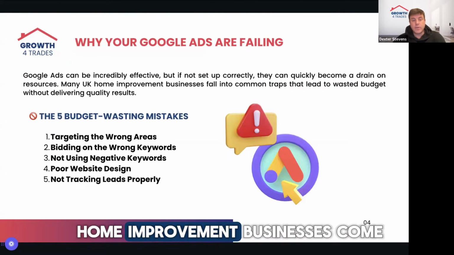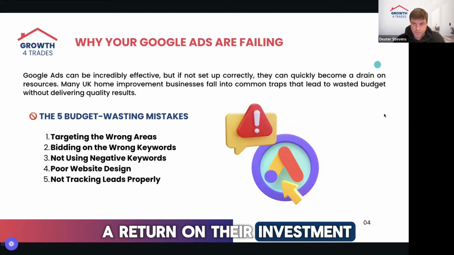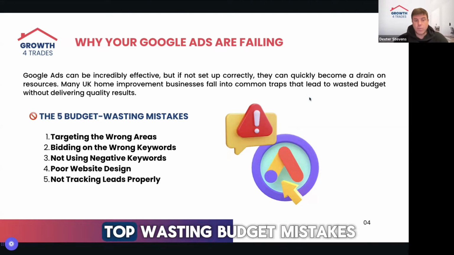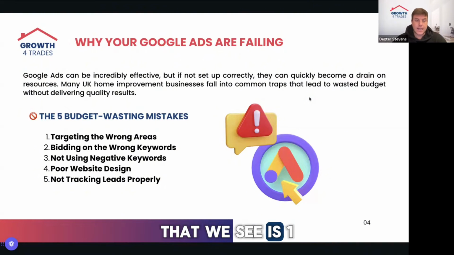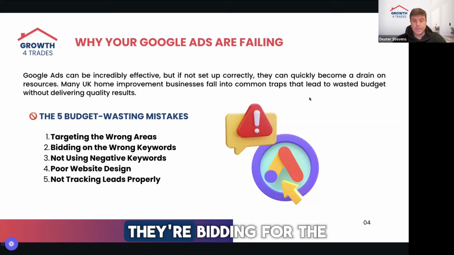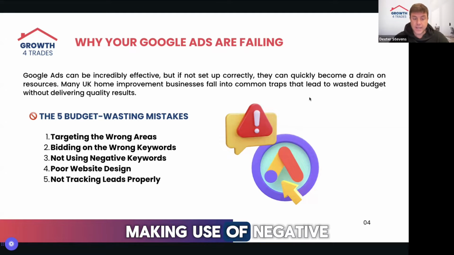A lot of home improvement businesses come to us with this issue. Either they say that Google ads do not work, or they would say that they've been investing in ads for a couple of months, but they're not seeing a return on their investment. So some of the top 5 budget-wasting mistakes that we see are: 1, they're targeting the wrong areas. 2, they're bidding for the wrong keywords. 3, they're not making use of negative keywords.